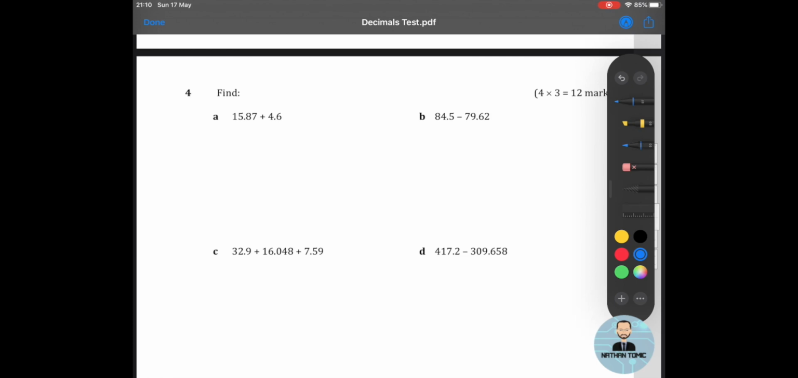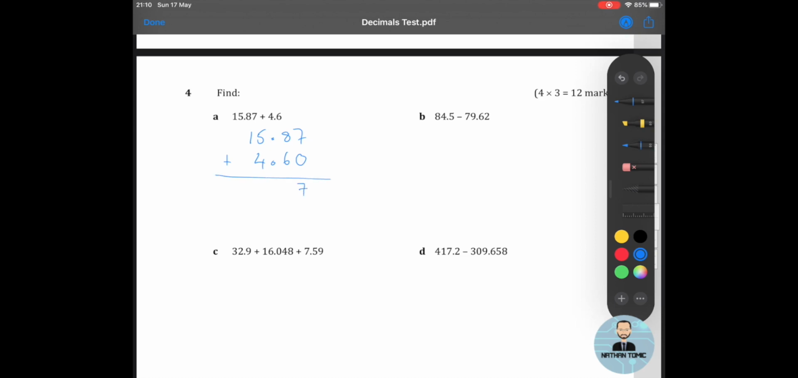So let's go through them anyway, just to make sure we see what happens. So the first one is an addition. So we have 15.87 plus 4.6. So again, notice that I've kept those decimal points really clearly lined up. If it helps you, you can put the extra 0 there. It doesn't change the answer, but it helps you to keep that 7 lined up. It's perfectly fine.